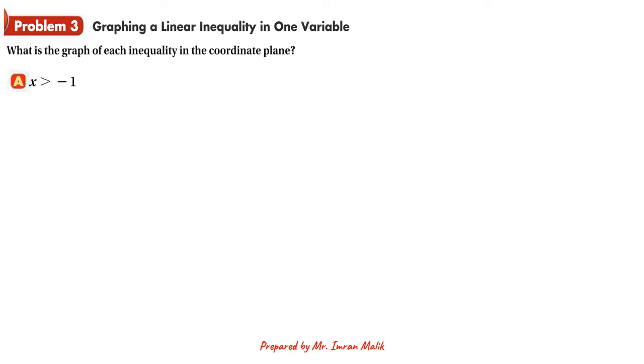In order to do this question, we need to consider a few steps before we can graph this inequality. So let me go through 5 steps to make sure you understand fully how to graph an inequality with one variable. Step number 1. We will consider the inequality x more than -1 to be x equal to -1. This would be our first step.